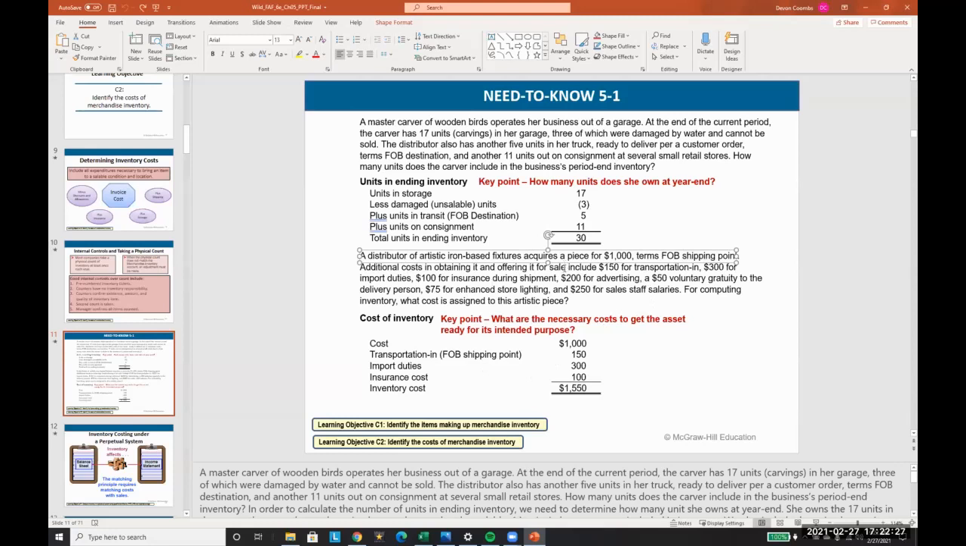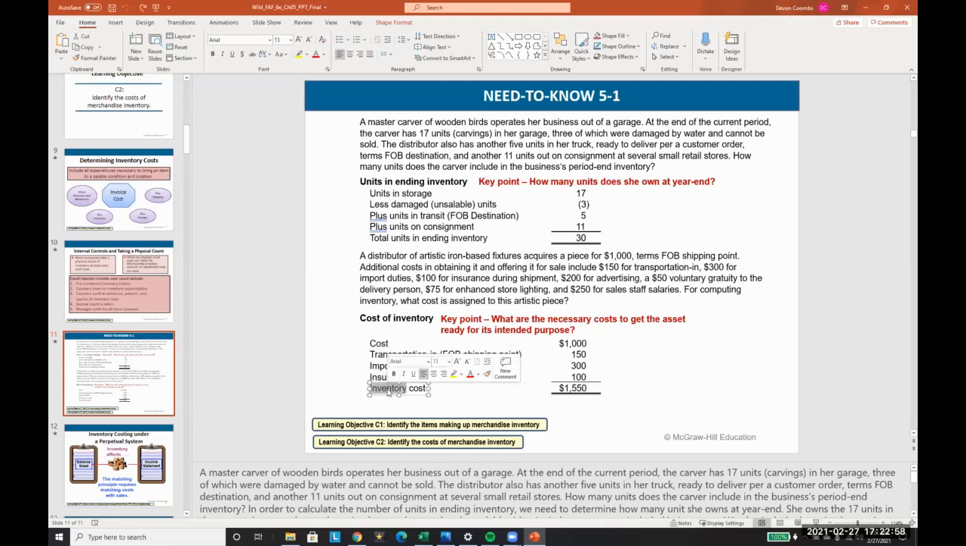Additional costs for obtaining it for sale are $150 in transportation. So we have to incur this. So we would add that, which is the FOB shipping point. 300 of import duties, 100 for insurance, 200 for advertising, $50 for voluntary gratuity, and 75 for enhancing the store lighting, and 250 for the sales staff salaries. So you can see there's a variety of costs, but what is required to bring it to a sellable condition? Well, we need the insurance costs.